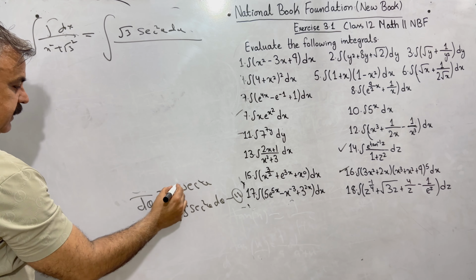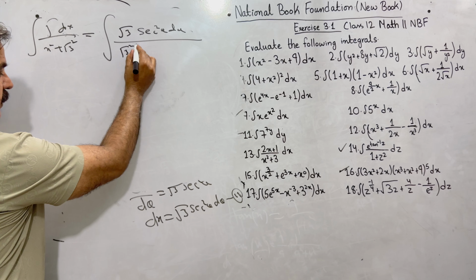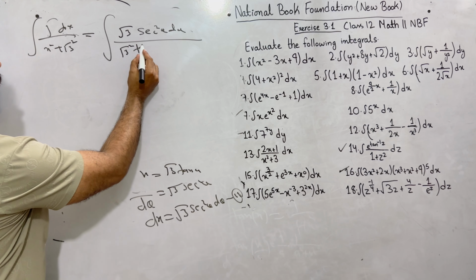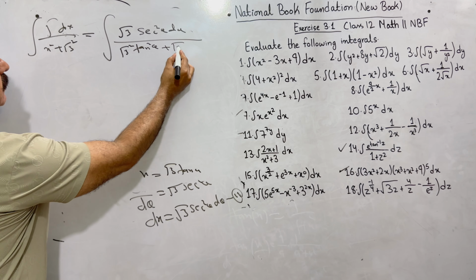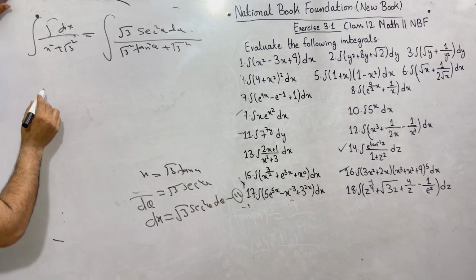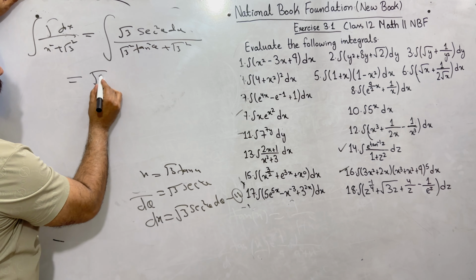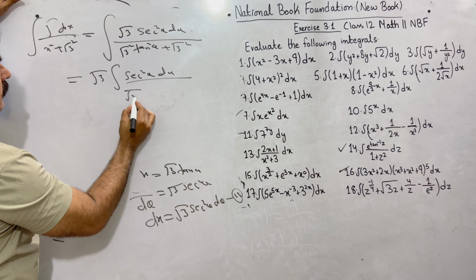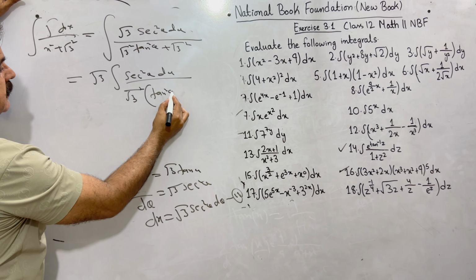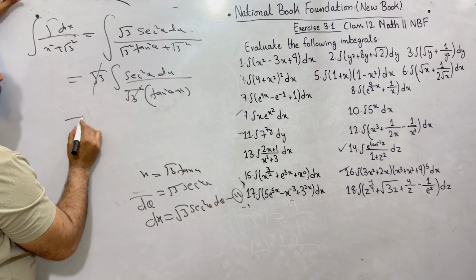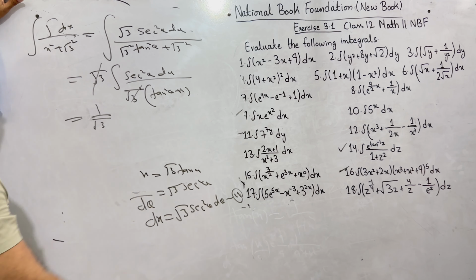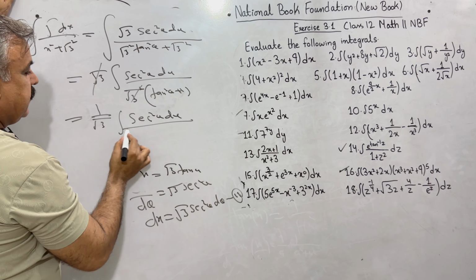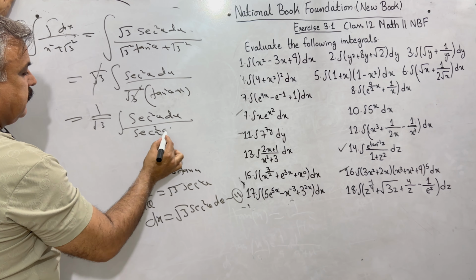Instead of x I can write root 3 tan theta, squared, plus root 3 square. Root 3 square common from the denominator. I have root 3 sec square theta d theta. Root 3 square common. What remains? Tan square plus 1. Cancelled out. 1 root 3 remains in denominator. Tan square plus 1 is equal to sec square theta, cancelled out.